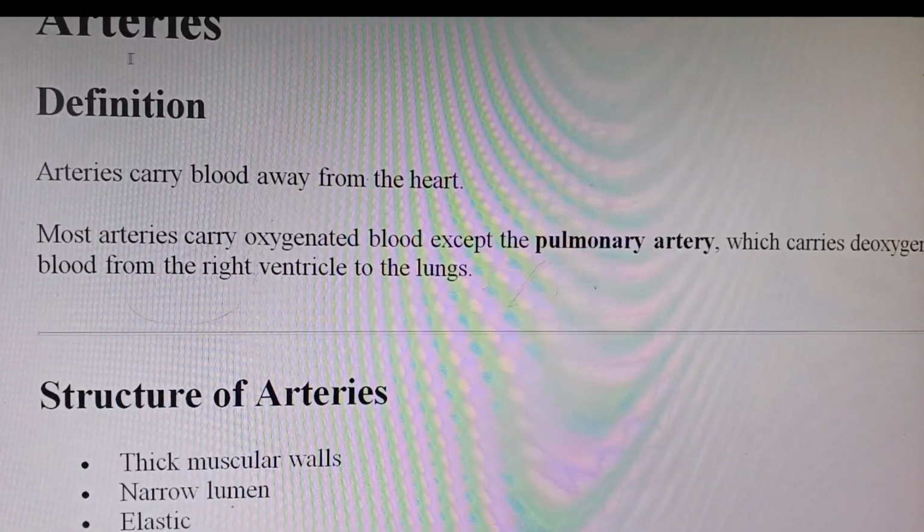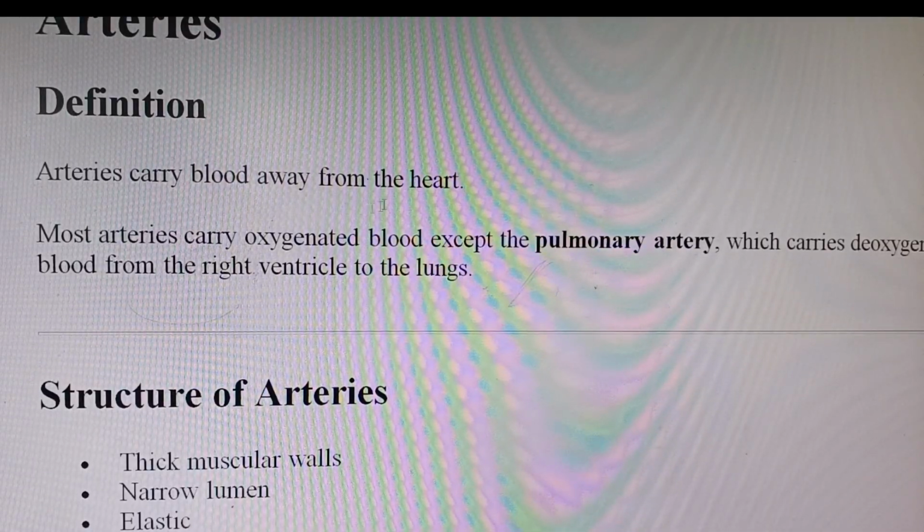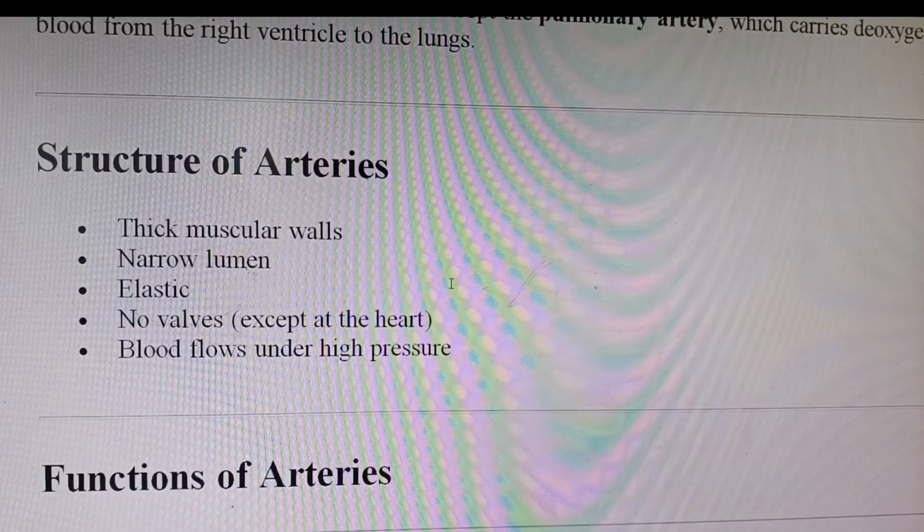Now we will study the arteries. Okay, now we will see the definition of the arteries. Arteries carry blood away from the heart, right? Most arteries carry oxygenated blood except the pulmonary artery, which carries deoxygenated blood from the right ventricle to the lungs. Right. Next we will see the structure of arteries.